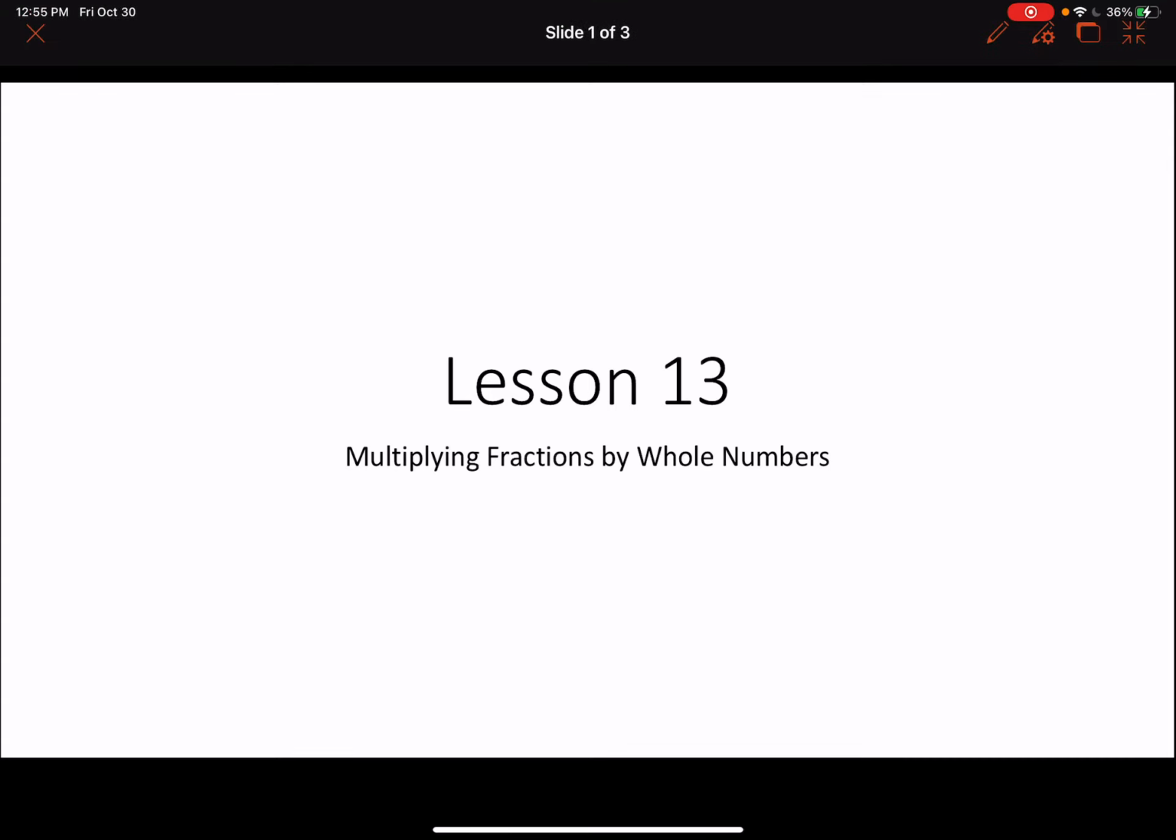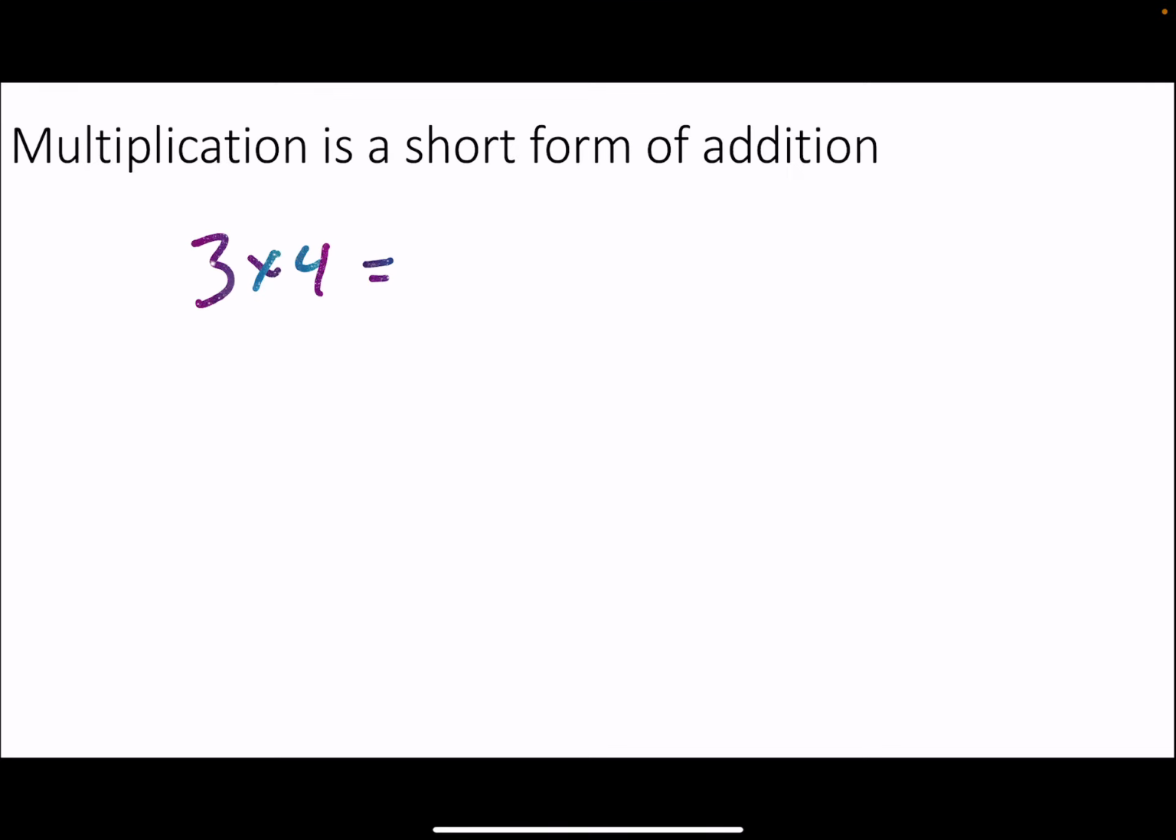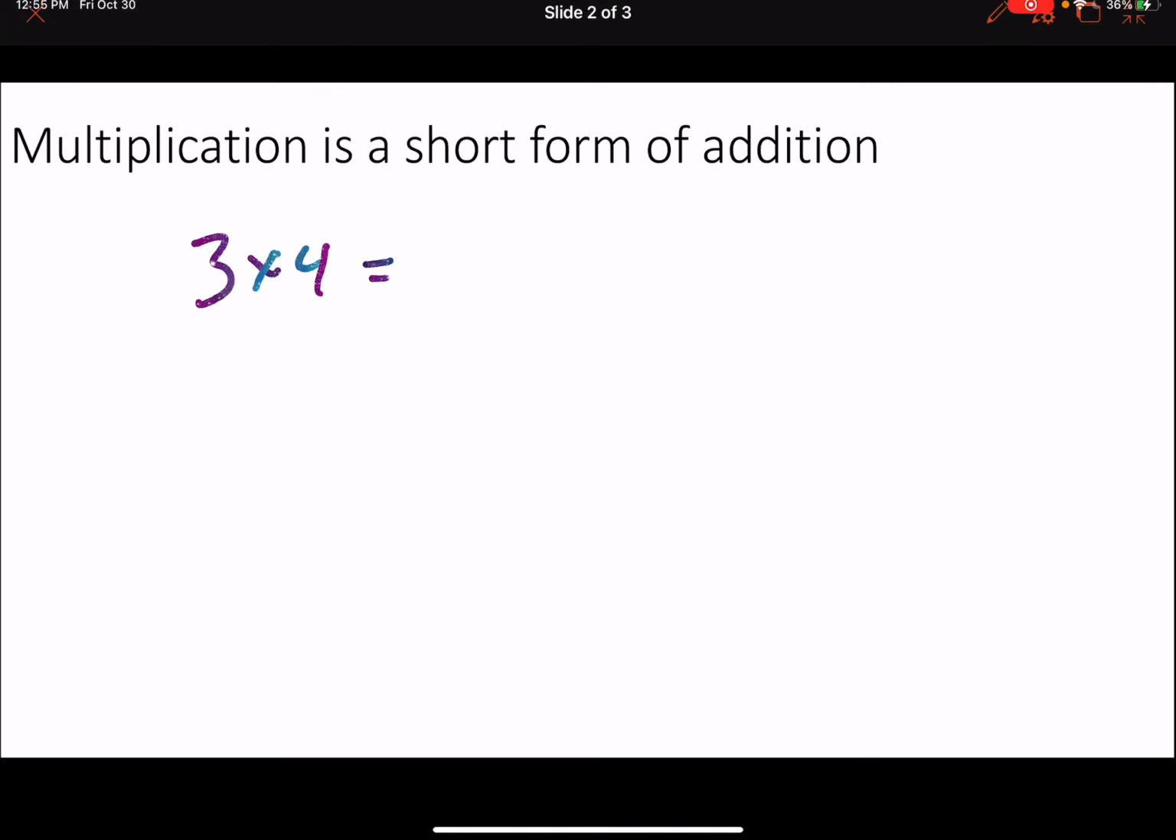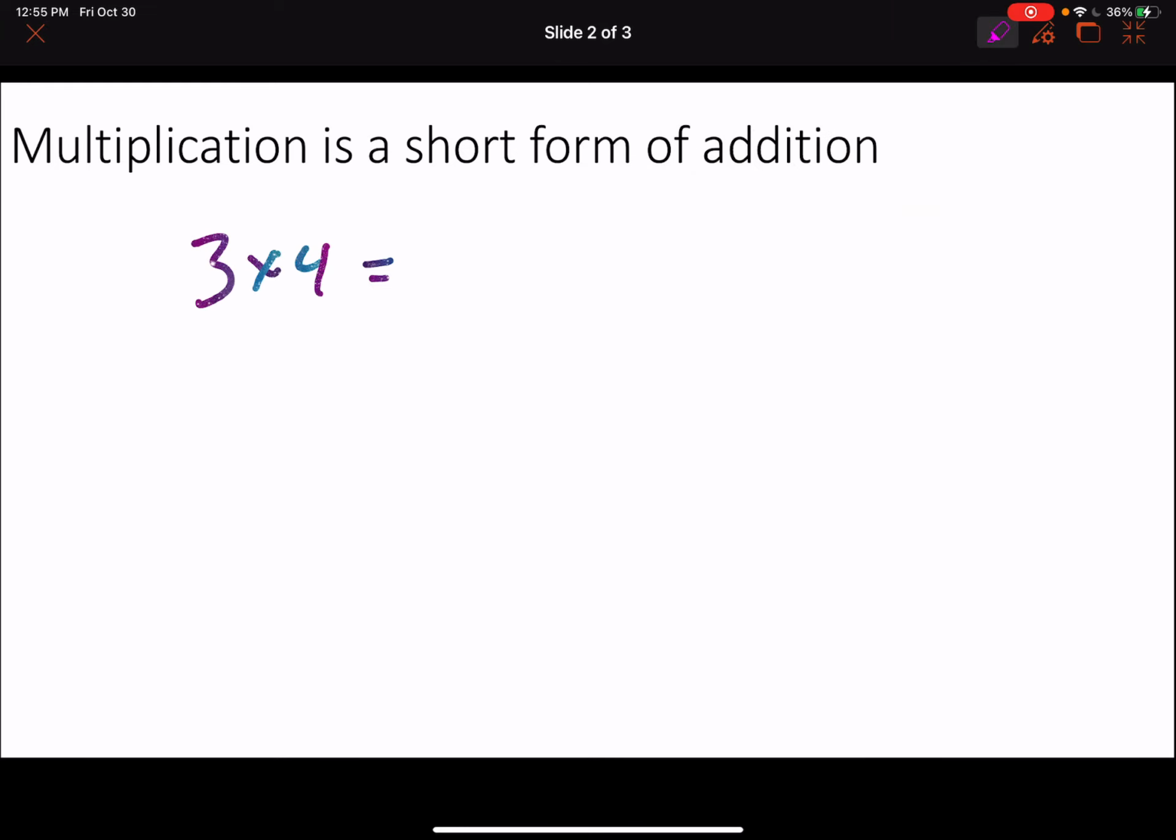So, welcome back. We're on lesson 13 and we're now diving into multiplying fractions by whole numbers. So, let's do a little recap of things that we knew. Okay, so I have 3 times 4. So, what we know is multiplication is just a short form of addition. So, what this means is I have 3 4s. So, I have 4 plus 4 plus 4, right?